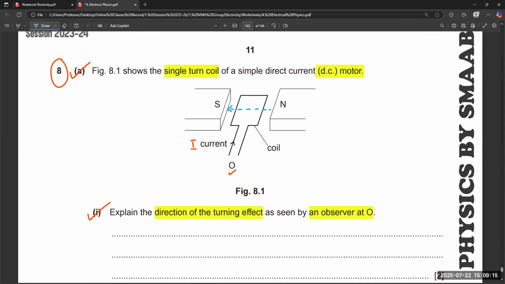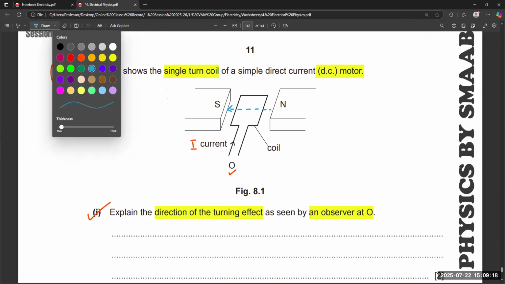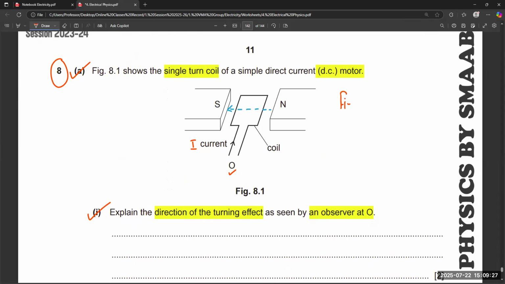So first of all, we have to identify the direction of the turning effect. For that, definitely we have to identify the direction of force first. So if we talk about the field, the magnetic field is towards the left hand side. It is moving towards the left hand side. Second, if we talk about electric current, the electric current is into the paper.